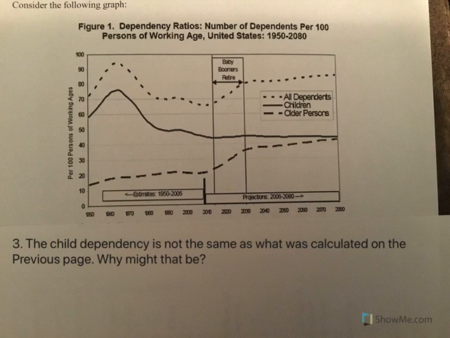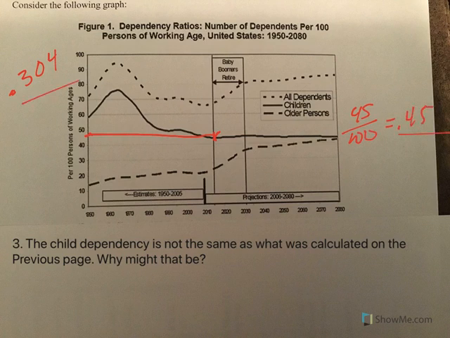The child dependency is not the same as what was calculated on the previous page. So the previous page calculation for child dependency, if I talk slow enough, I'll find it. 304. Okay, on the previous page, our child dependency was 0.304. All right, 304 thousandths. So child dependency here, children is the solid. If you look over, it's closer to 45 over 100, which would be 0.45. So why are those not the same?